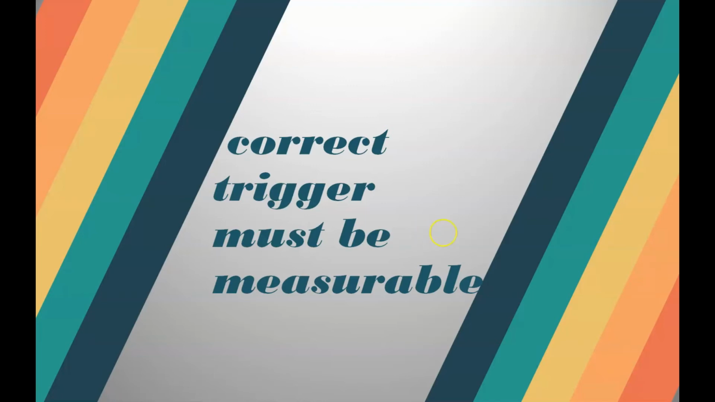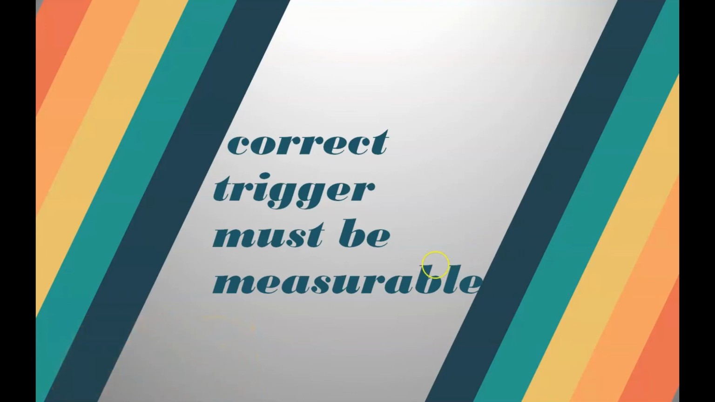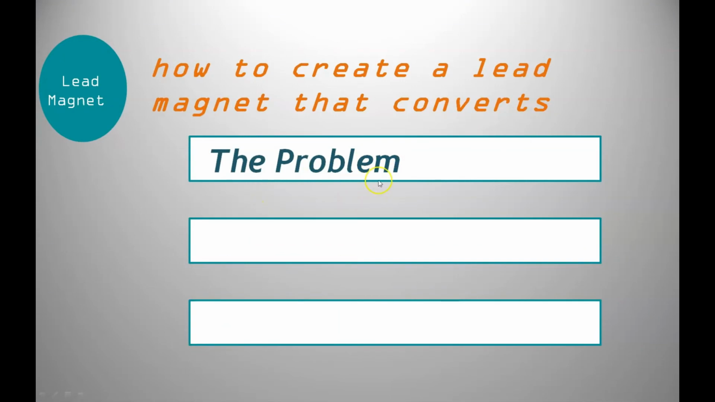A positive way to measure that would be increased traffic, increased page views, or you making more money as the end result of the whole thing. But you need to be able to measure the trigger. Okay, so at that point, we've just talked about the problem. As we move through how to create a lead magnet that converts, we've talked about defining the problem, defining who your audience is, and defining the triggers for them.